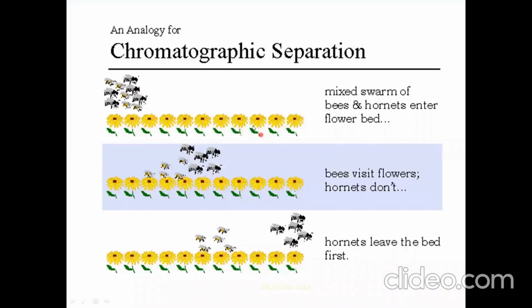This is an analogy of chromatographic separation in which you can see flocks of bees and hornets. They enter the flower beds. When they enter, bees will visit the flowers while the hornets will not. So some of the molecules will have an increased affinity or absorption to the solid stationary phase, while the other molecules will leave the surface. This is the principle of chromatography.